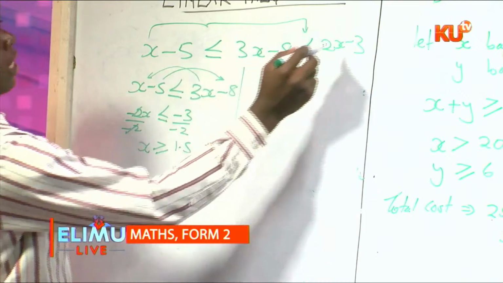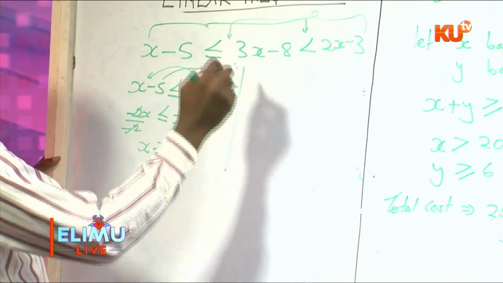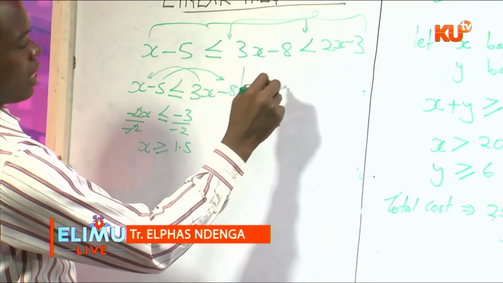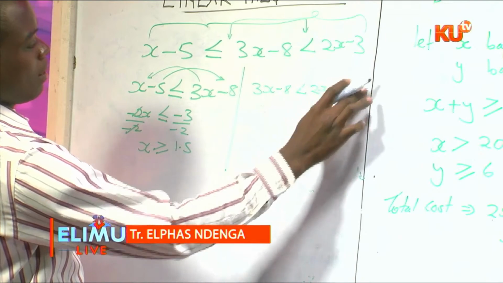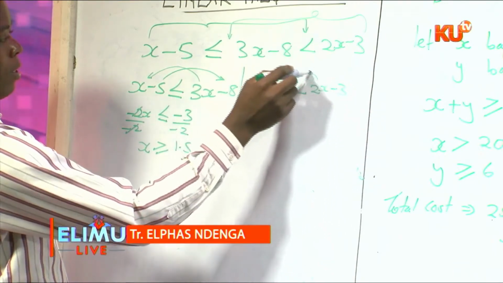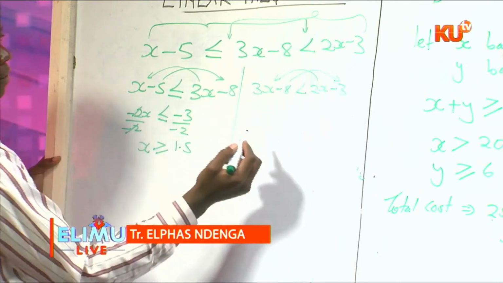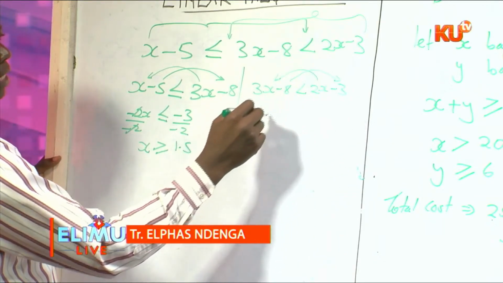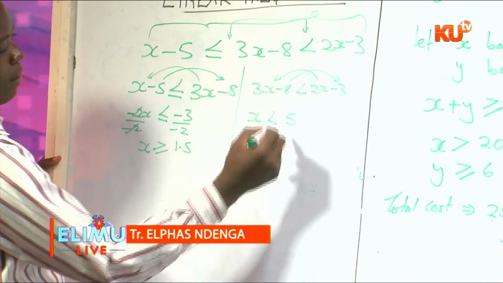For the other side, we start from the end all the way to where the second inequality starts. 3x − 8 < 2x − 3. 2x to the left side, −x to the right side. That becomes x less than, that is positive 5.